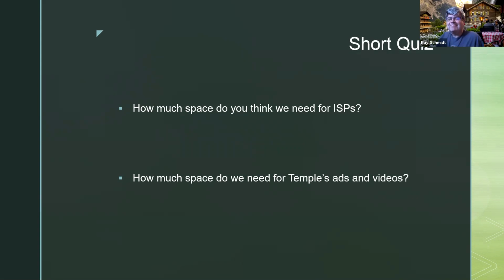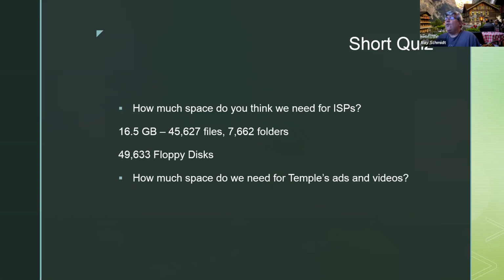Okay, anybody else? Okay, well, it's 16.5 gigabytes. So not quite the 200 terabytes that you wanted, Shelley. It's 45,000 files, 7,662 folders. If you do the math on that, that comes out to 49,633 floppy disks if we were storing it in 1990s technology. Now, not all files are created equal. Storing an ISP, that's a whole lot of text, not a lot of pictures, no videos, right?